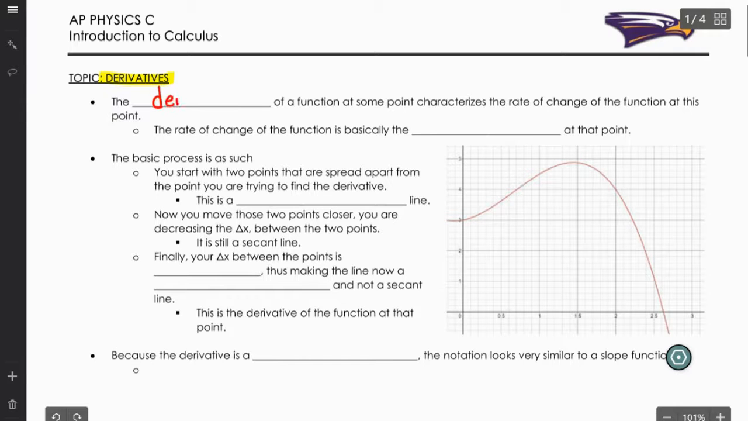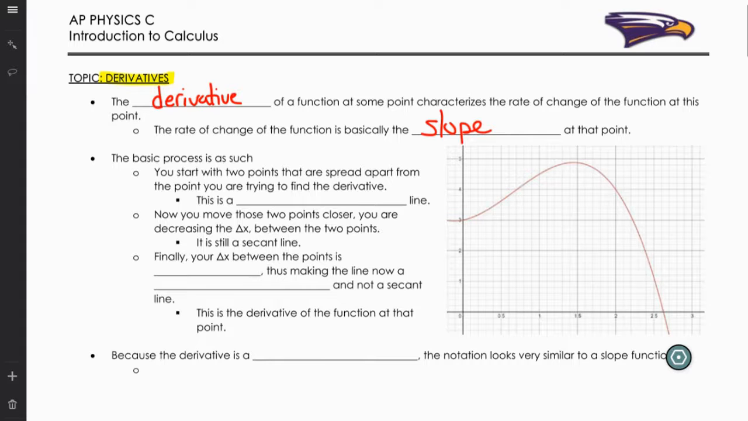So when we talk about a derivative, the derivative of a function at some point characterizes the rate of change of the function at this point. Okay, and the way you really think about this, you've been doing rates of change for a good portion of your math career, and the rate of change of the function is basically just the slope at that point. So we're going to apply that concept that you guys have learned of slopes now in calculus.